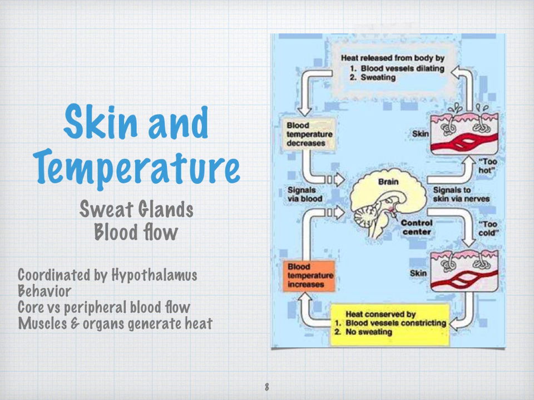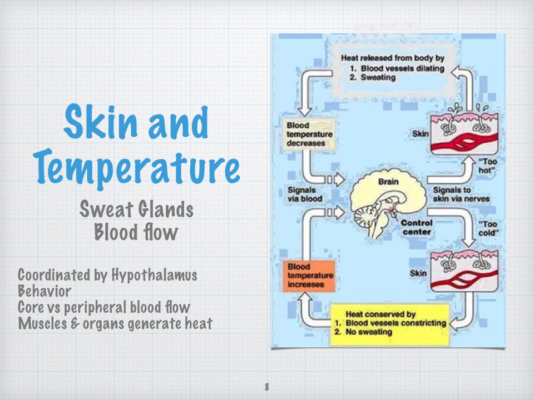Okay, so the skin and temperature, the sweat glands and the blood flow through the dermis of the skin. This is all coordinated. It doesn't just happen naturally. There's a center in the brain called the hypothalamus, and this is called a control center. Sensory receptors from blood vessels and from the skin signal this center in the brain, giving information to this control center that determines if we are too hot or too cold.